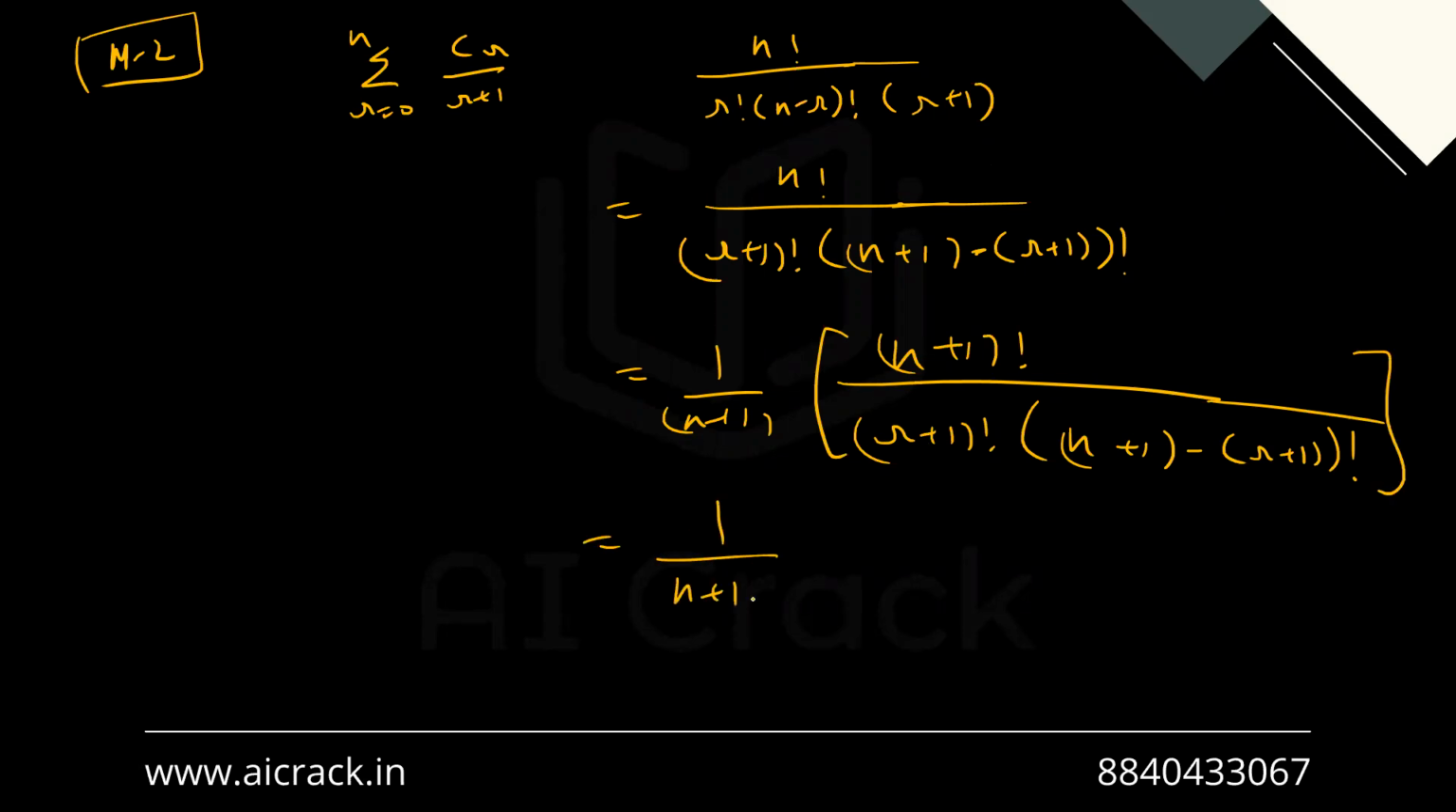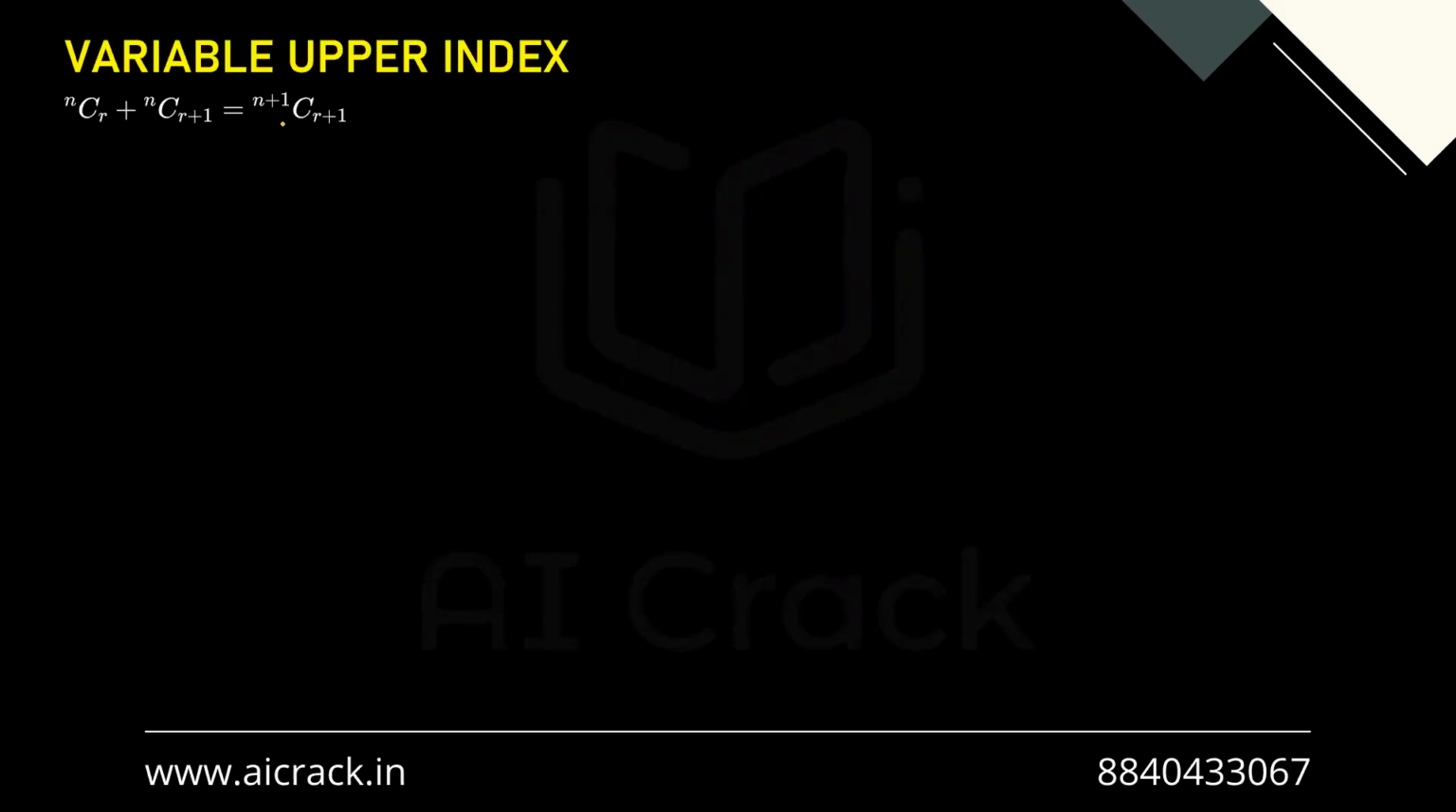Now this is 1 upon n plus 1 multiplied by n plus 1 C r plus 1. Now you just have to do the simple 2 raised to the power n plus 1 formula and you'll get the answer. Okay. Now let us talk about variable upper index.